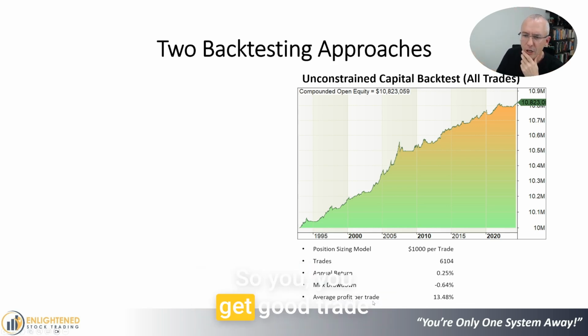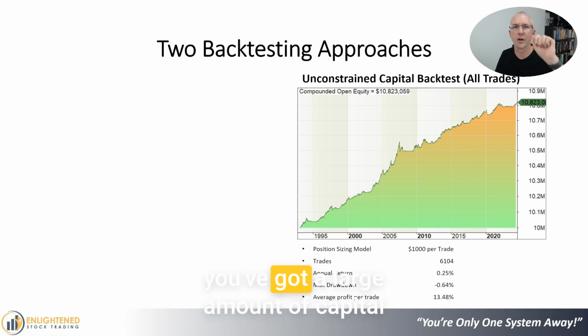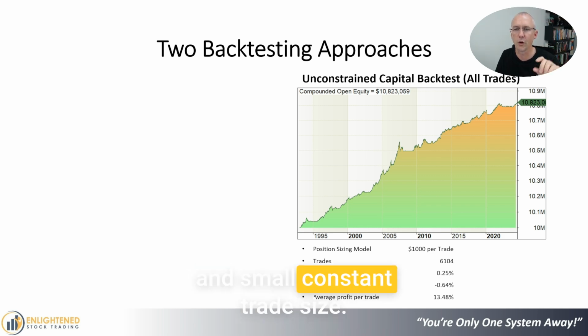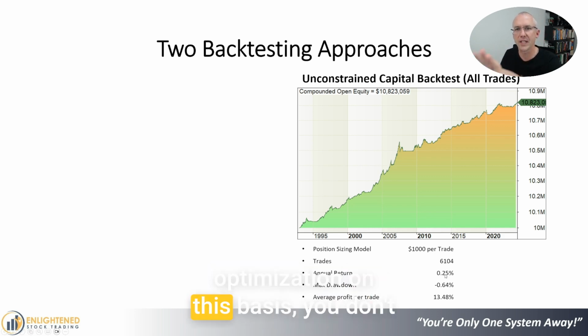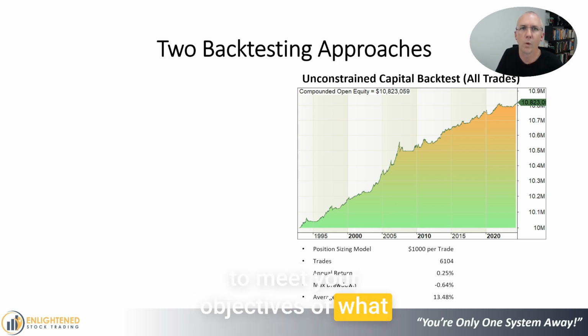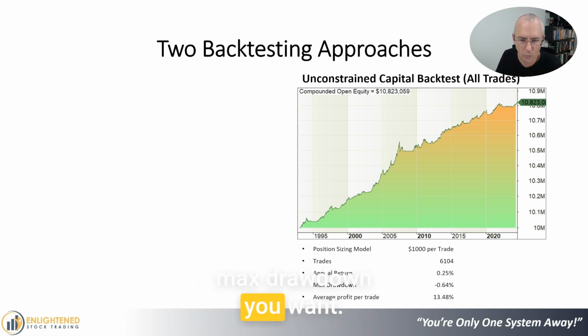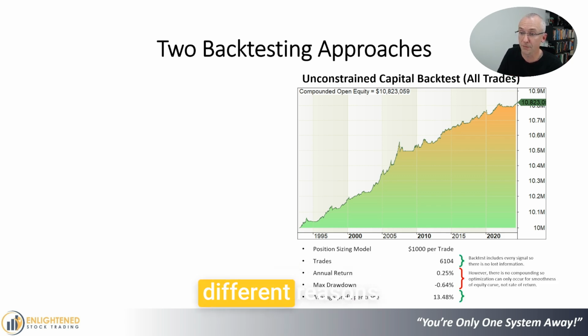So you get good trade level stats. You can see here the average profit per trade is 13.5%, but you don't get the annual return and the drawdown stats calculating sensibly because you've got a large amount of capital and small constant trade size. There's no compounding. So if you run your optimization on this basis, you don't know whether or not you're going to meet your objectives of what annual return you want and what max drawdown you want. So optimizing on an unconstrained capital basis or all trades basis is problematic as well, but for different reasons.